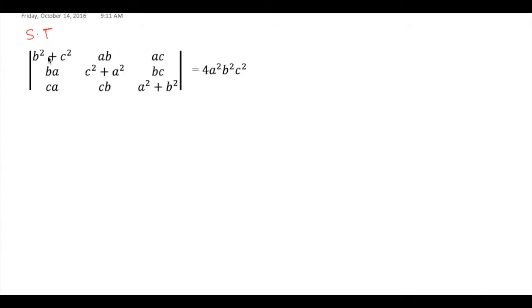We have to show this determinant is equal to 4a square, b square and c square. To solve this, first of all, this is row R1, this is row R2 and R3.